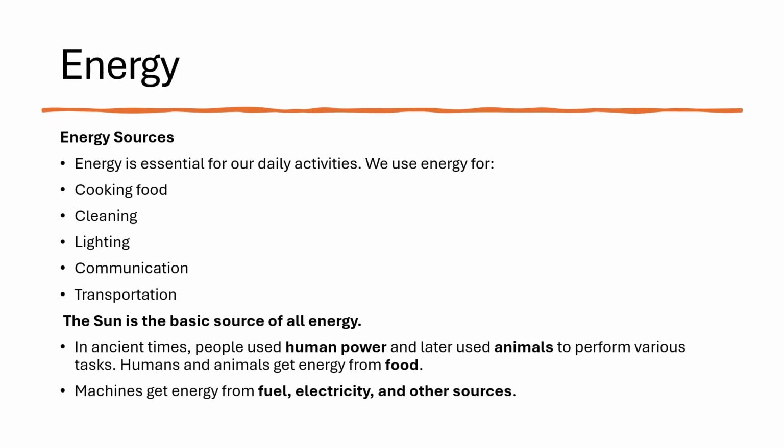Energy. Energy sources. Energy is essential for our daily activities. We use energy for cooking food, cleaning, lighting, communication, transportation. The sun is the basic source of all energy. In ancient times, people used human power and later used animals to perform various tasks. Humans and animals get energy from food. Machines get energy from fuel, electricity, and other sources.